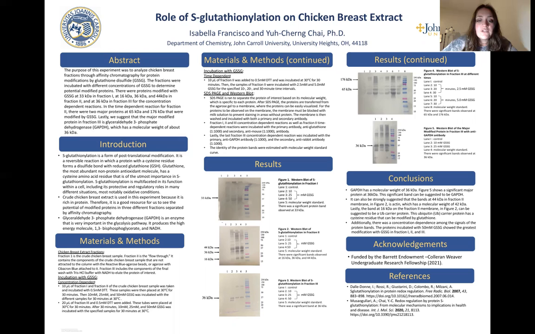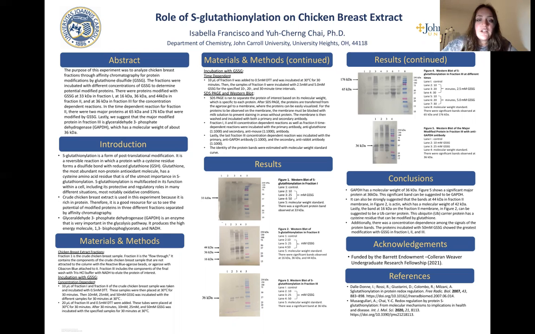The crude chicken breast extract was analyzed in this experiment because the fractions are very rich in protein. Since they were rich in protein, it was easy to observe the modification of these proteins. Additionally, the major protein that we were trying to identify was glyceraldehyde 3-phosphate dehydrogenase, also known as GAPDH. This is an enzyme that is important in the glycolysis pathway. It produces a very high energy intermediate called 1,3-bisphosphoglycerate, which can provide energy in the form of ATP for the cells, as well as NADH.